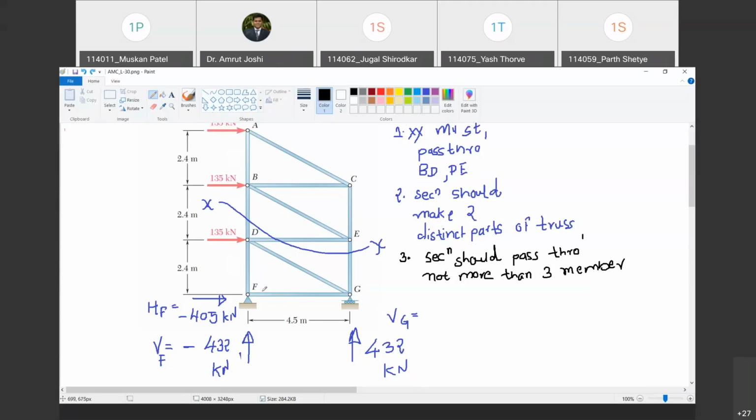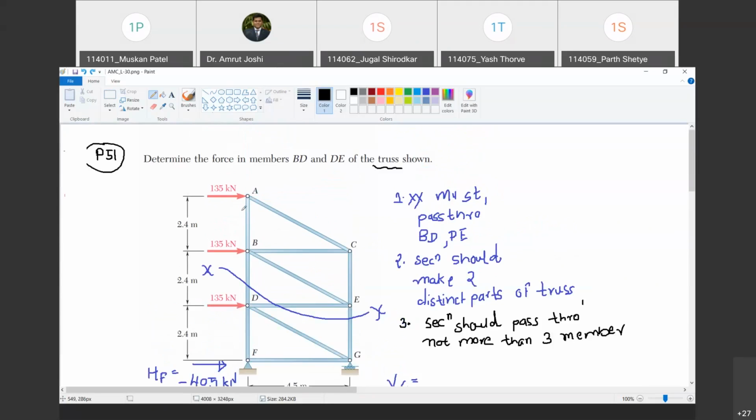Now just see, if I draw the free body diagram of the lower part, how many forces are involved? Tell me. 1, 2, 3 and 4. Do you agree with me? Yes, sir. If I draw the free body diagram of the upper part of section XX, how many forces are involved? 1 and 2. So किसका फ्री बॉडी डायग्राम बनाना चाहिए, लोअर पार्ट का या अपर पार्ट का?